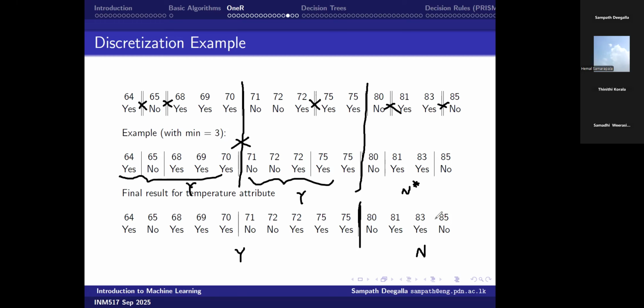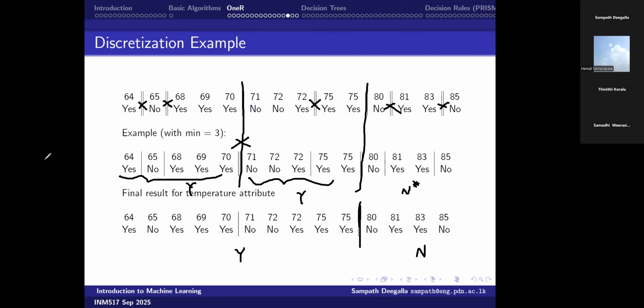So what we are going to do now is take the middle point. The middle point is 77.5. You add these two numbers and divide by 2. If the temperature is less than 77.5, then we can say the outcome is yes. If it is greater than that, we can say the outcome is no.